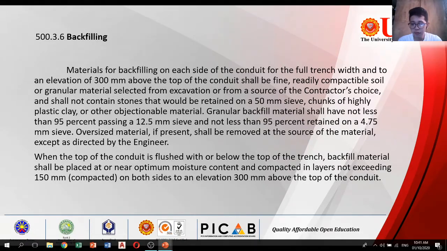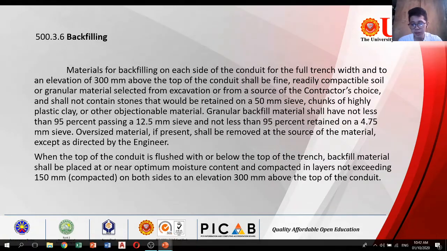When the top of the conduit is flush with or below the top of the trench, backfill materials shall be placed at or near optimum moisture content and compacted in layers not exceeding 150 mm, compacted on both sides to an elevation 300 mm above the top of the conduit. So, compaction to the density is specified in Item 104. Embankment shall be achieved by use of mechanical tampers or by rolling.